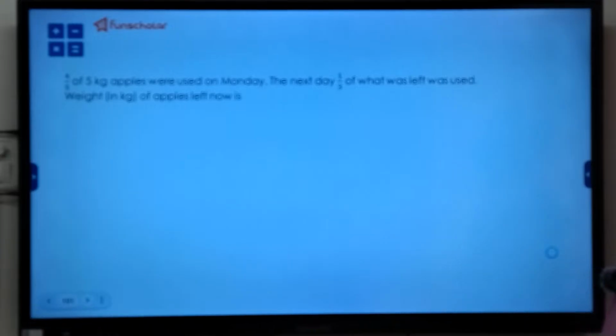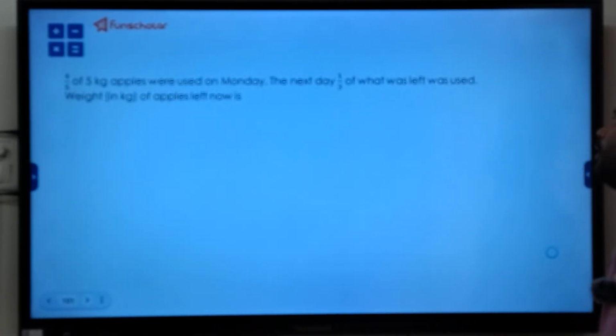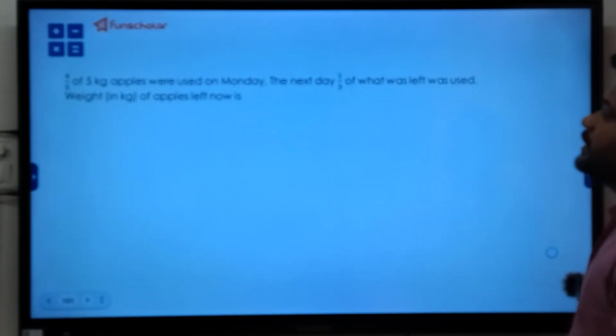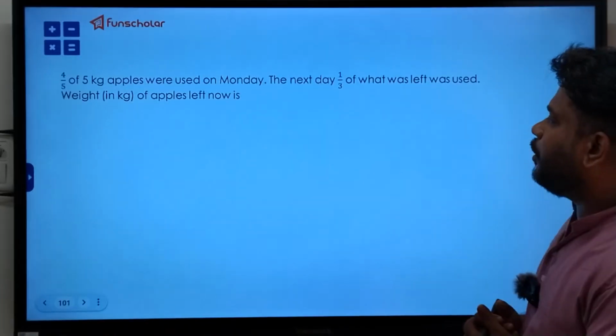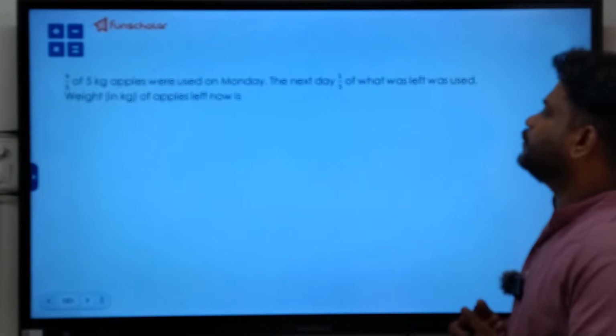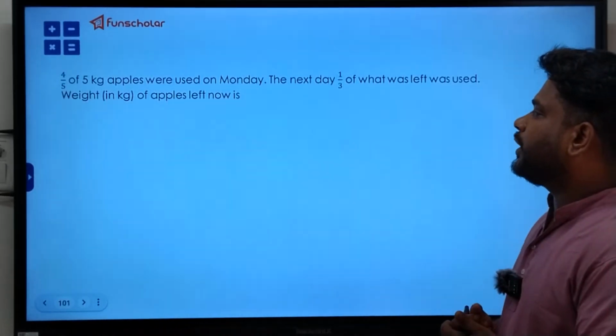The next one: 4/5 of 5 kg of apples were used on Monday. The next day, 1/3 of what was left was used. What is the weight of apples left now? 4/5 of 5 kg of apples are used on Monday. So how many apples are being used? That will be 4 kg of apples.